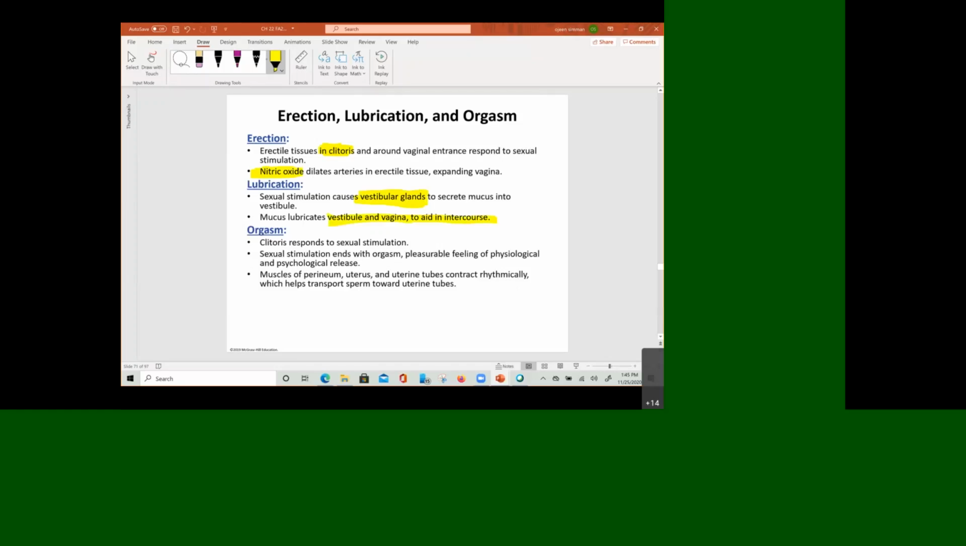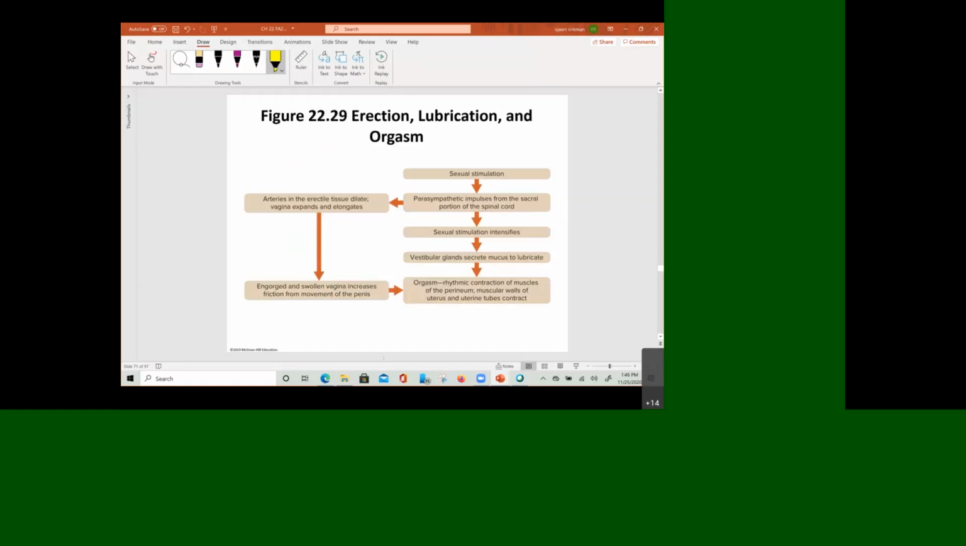Orgasm, this is where the clitoris responds to sexual stimulation. And the sexual stimulation will basically end with orgasm, okay, which is a feeling of psychological and physiological pleasure. Here, the muscles of the perineum, uterus, and uterine tube contract rhythmically to help with sperm transportation towards the uterine tubes. And this is a summary of the processes and the steps.